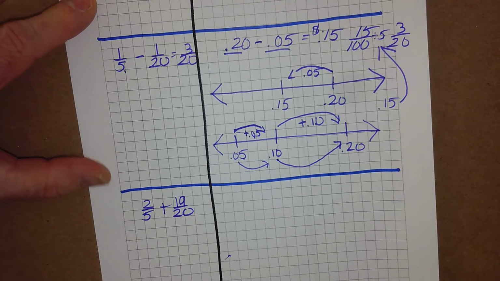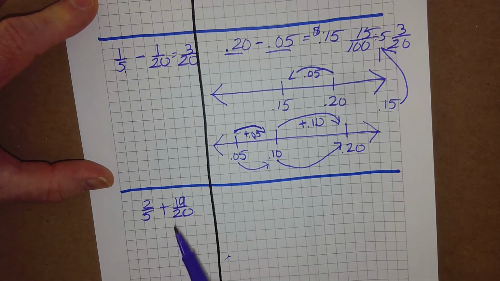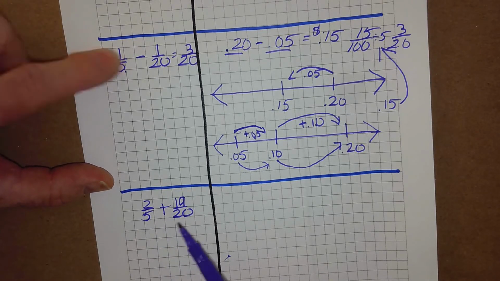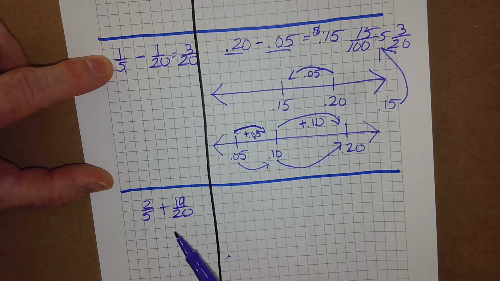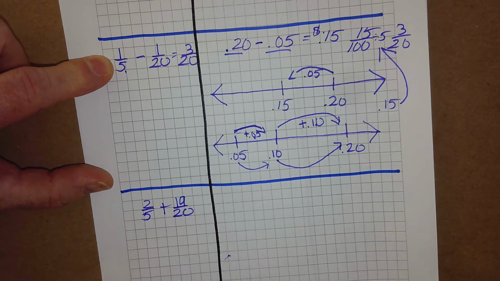Look at our previous problem. Our previous problem had both denominators, 5 and 20. We have the same denominators, and that's one way it helps us.